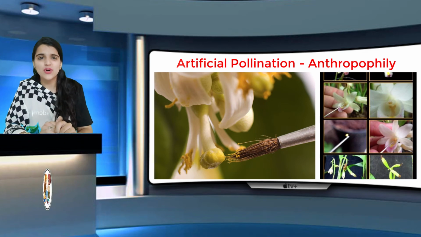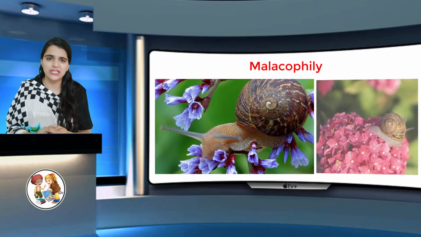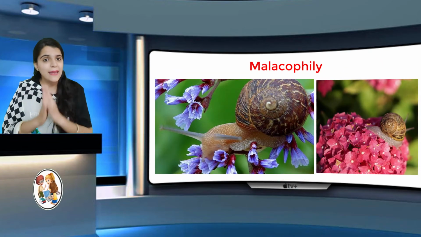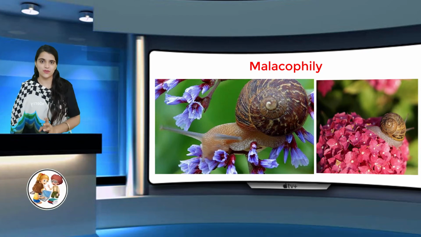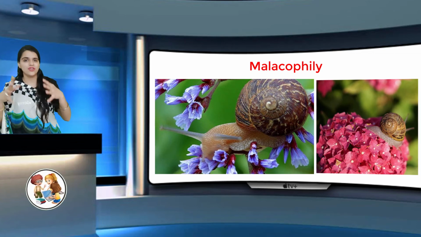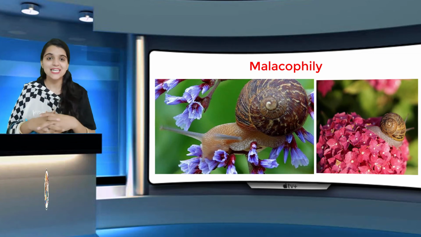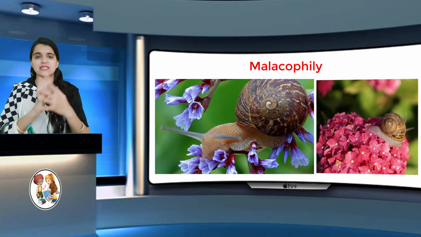There are many more types, like the pollination done by snails is called malacophily. Wait, that is called mycophily. That is a very easy thing. I am just introducing these things to you so that you may understand them properly. This will help you while you are giving your exam, right?